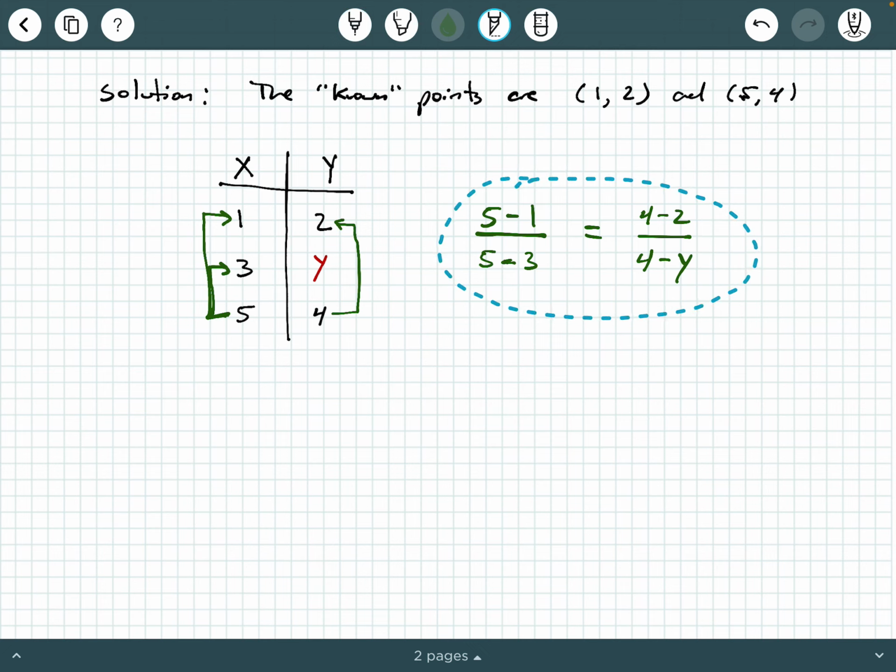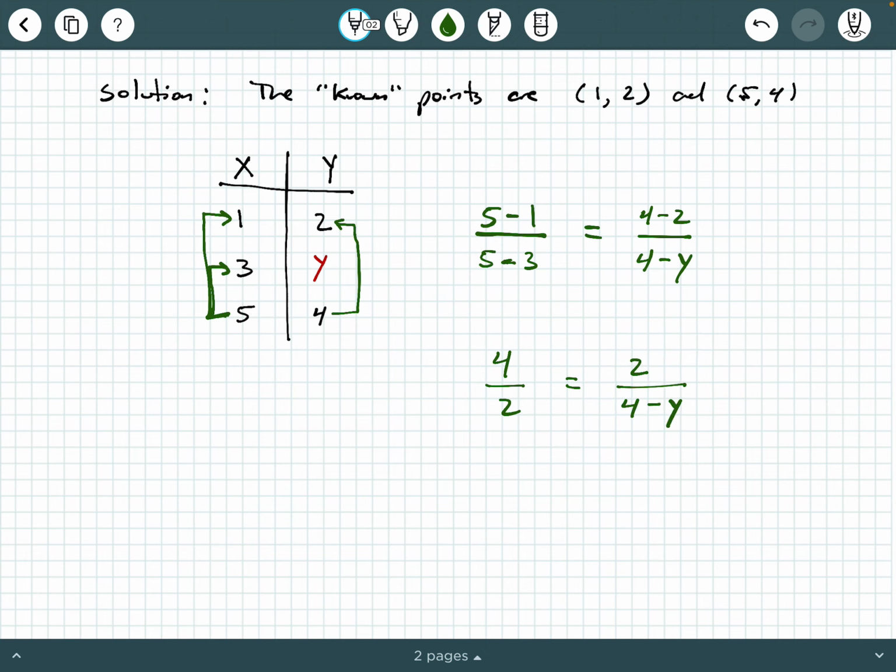And now if you look at this relationship, this is that relationship that I was talking about. You build a relationship, you have a lot of numbers here and you only have one unknown, and that's that value you're looking for of y, okay? So now you can just easily manipulate things. You can clearly see that this becomes 4 over 2 equals 2 over 4 minus y, okay?